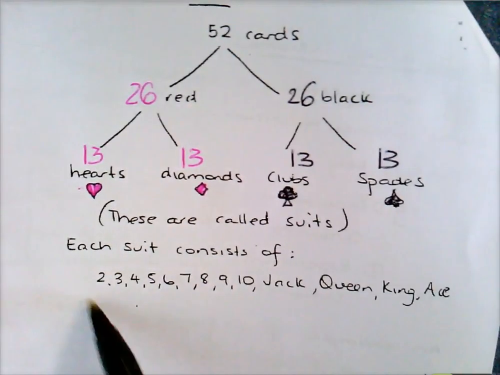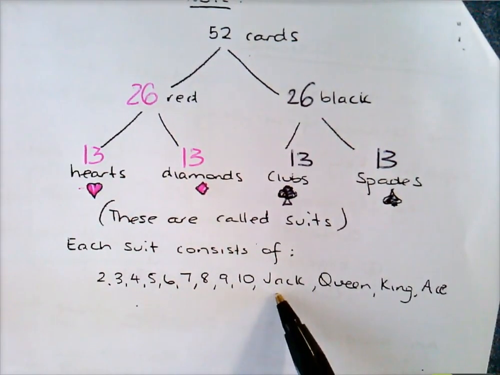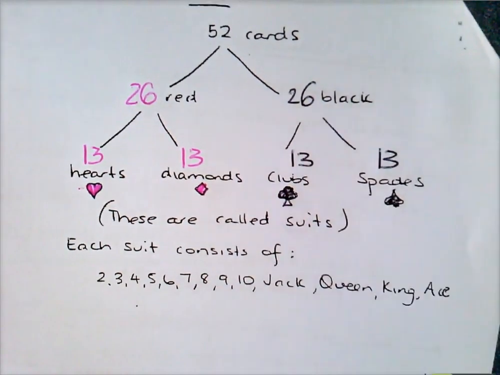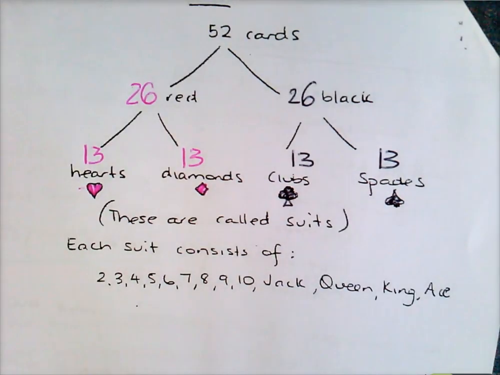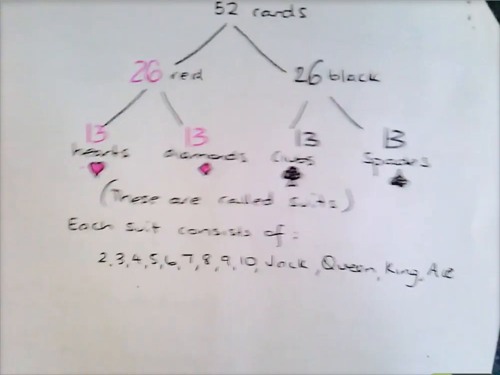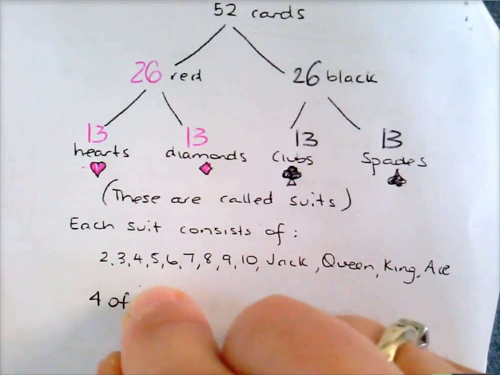And in each suit, for example, in the hearts, you've got, well, an ace is like one. Ace, two, three, four, five, six, seven, eight, nine, 10. You've got the jack, the queen, and the king. So in hearts, you've got each of those. In diamonds, you've got the ace of diamonds, the two of diamonds, the three of diamonds, up to the 10 of diamonds, the jack of diamonds, the queen of diamonds, the king of diamonds. Same with the clubs, each one of those, and same with the spades.